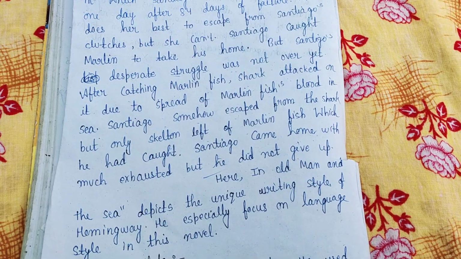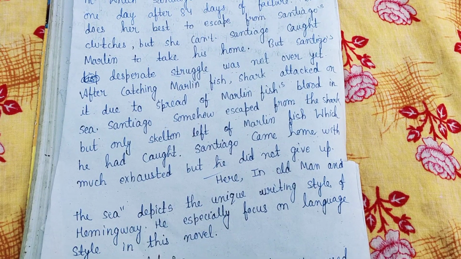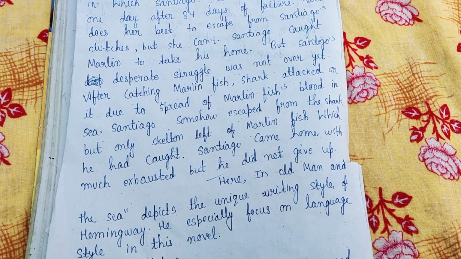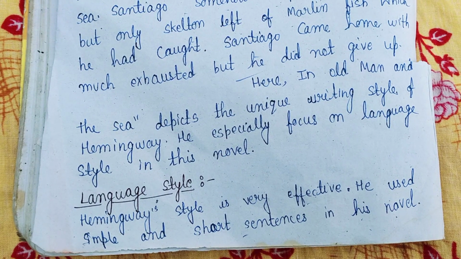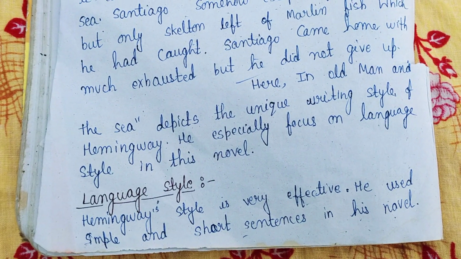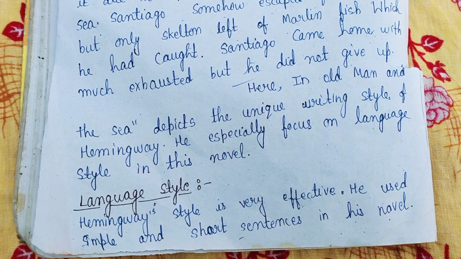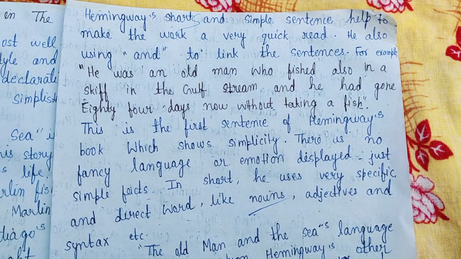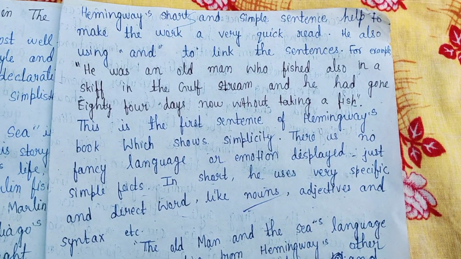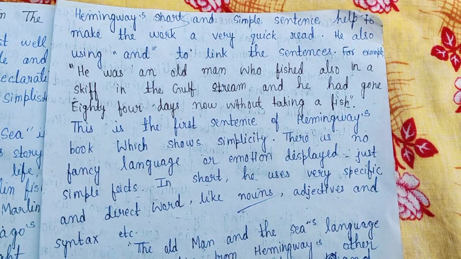Here, The Old Man and the Sea depicts the unique writing style of Hemingway. He especially focused on language style in this novel. Language style. Hemingway's style is very effective. He used simple and short sentences in his novel. Hemingway's short and simple sentences help to make the work a very quick read. He also uses "and" to link the sentences.